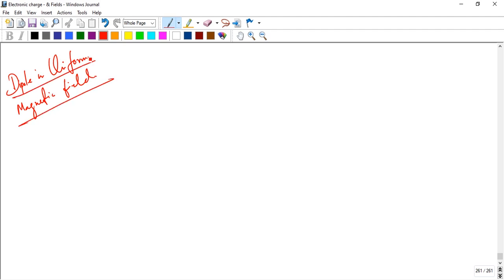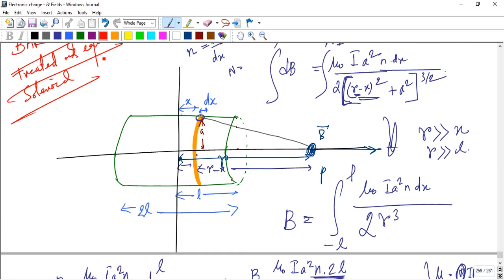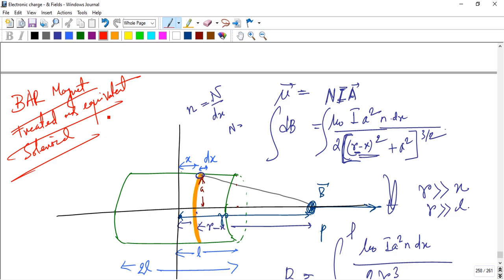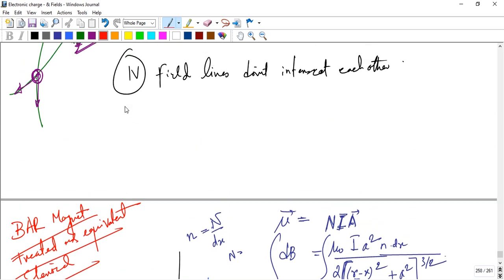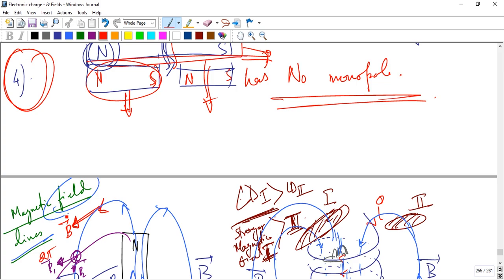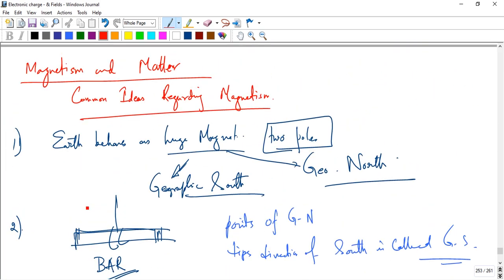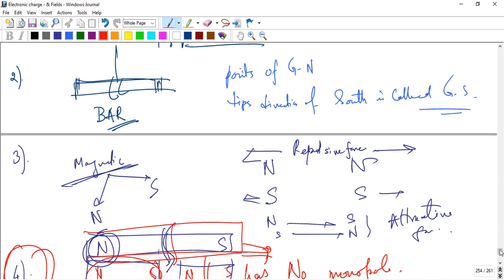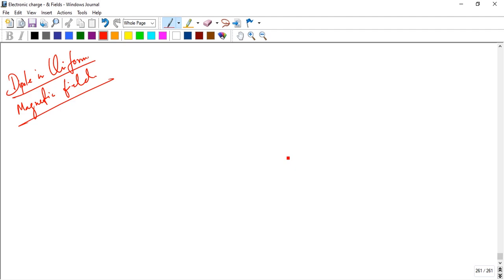Okay. So in the previous class we discussed a paramagnet treated as an equivalent solenoid, and the basic concept of magnetic field lines and magnetism and matter, some common ideas regarding magnetism. There's a main chapter named Magnetism and Matter. So in this chapter we discuss the importance of a dipole in a uniform magnetic field.